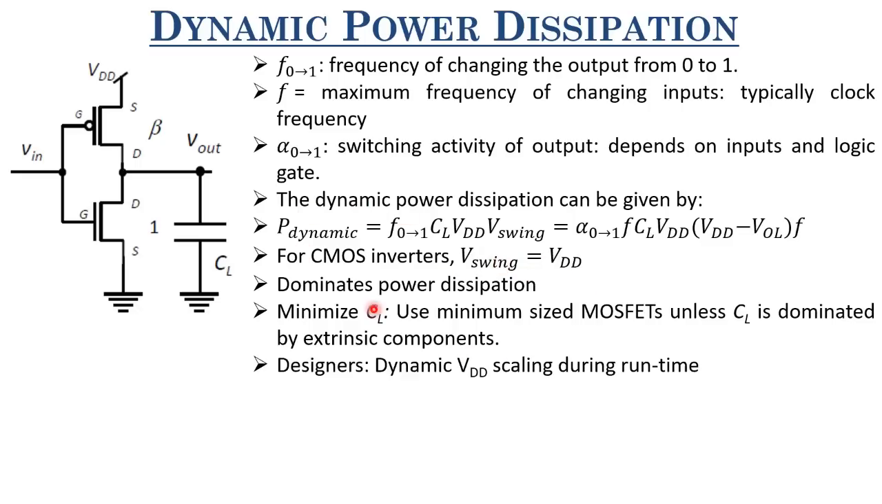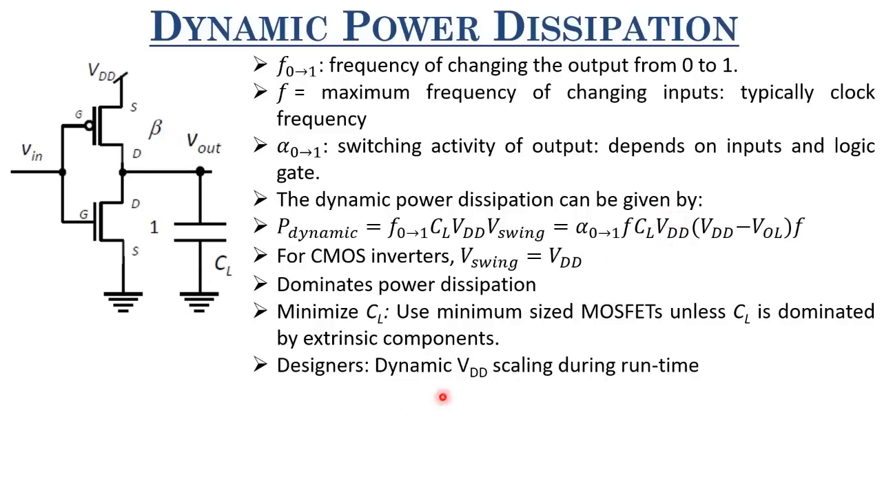So the designers also use some tricks during runtime, like dynamic VDD scaling. Whenever you see that the battery is running low, your laptops or mobiles get somewhat slower. What happens is they do this dynamic VDD scaling, that is, they reduce the VDD at that time. When the battery power levels are low, then they use a reduced VDD. If you reduce VDD, you are quadratically going to reduce this dynamic power dissipation.